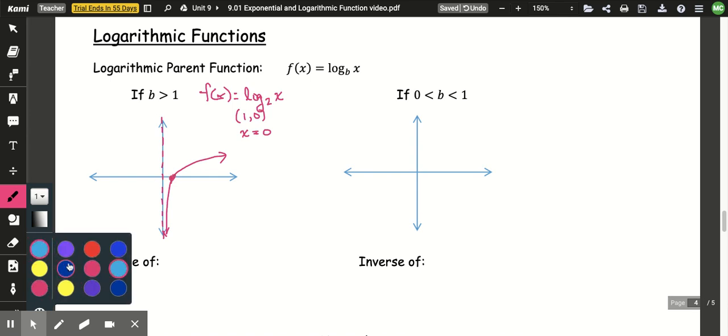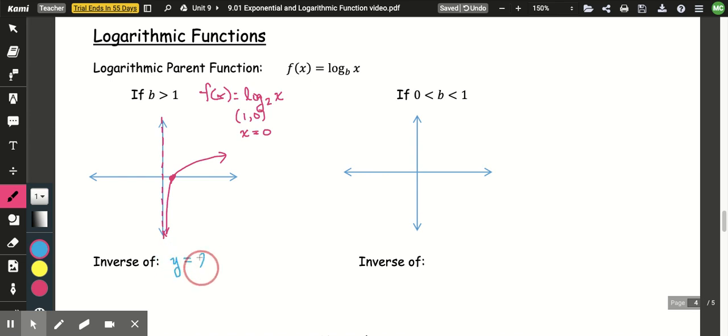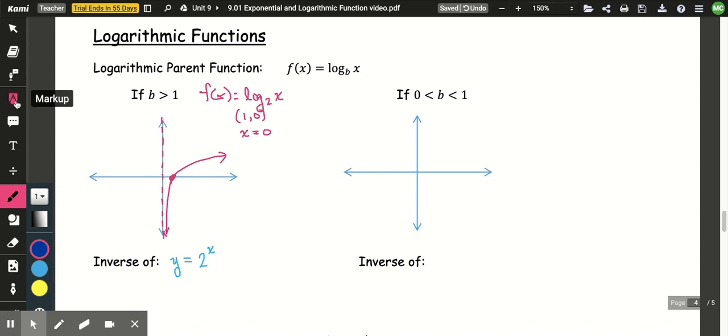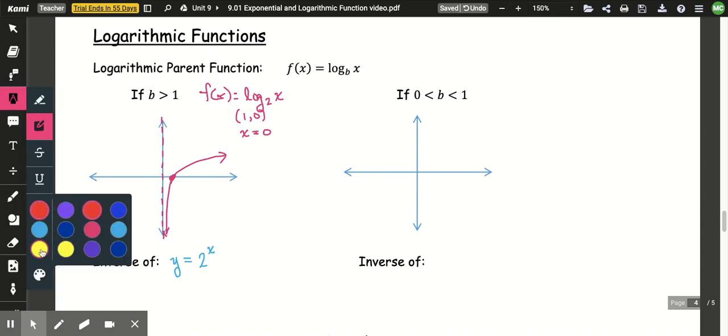Now the reason for this is because the inverse of this particular logarithm function is actually the exponential function with the same base. So this would be the inverse of y equals 2 to the power x. Now, if you recall, there's a relationship between functions and their inverses. I wanted to get a really light color here. Maybe I can do it in a highlighter.